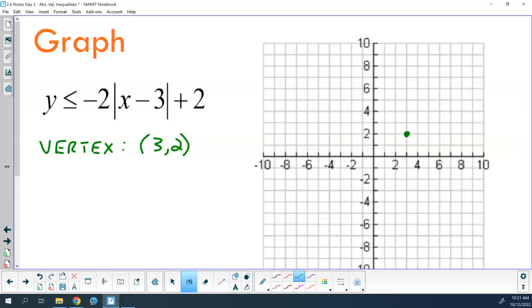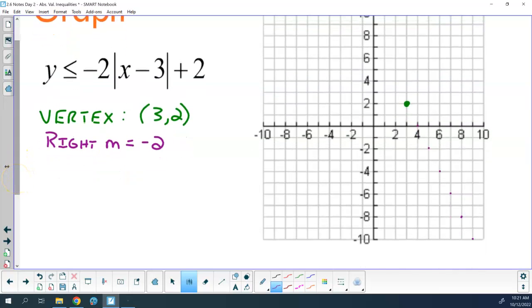Okay. Right side slope. So that is down 2, right 1. Down 2, right 1. Down 2, right 1. Down 2, right 1. And finally, down 2, right 1. Okay. Left side slope. So to make it be a V again, I would go down and left this time. Solid or dash? Solid on this one. Yep.